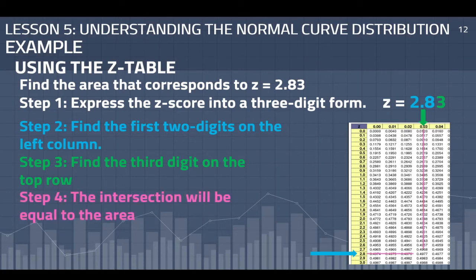Next, intersection will be equal to the area. So hanapin lang natin yung intersection. Careful lang, wag nyo masyadong i-assume. Make sure na mamap nyo mabuti, hindi kayo malito. Okay? So ano yung kanyang area? Area niya ay 0.4977. Kuha ba? Okay, good.